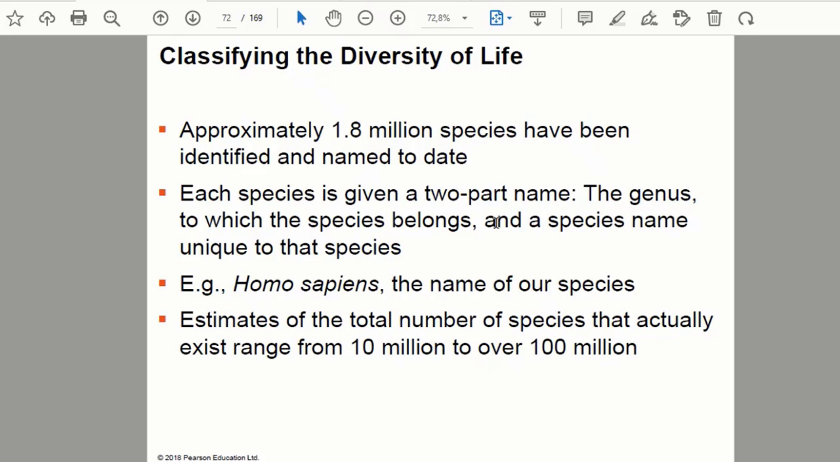The genus is like a surname to which the species belongs, and the species name is unique to that particular species. Like our surnames, many individuals can have the same surname. Am I right? Yes, that's the genus. But the species name is unique to that particular species. For example, Homo sapiens.